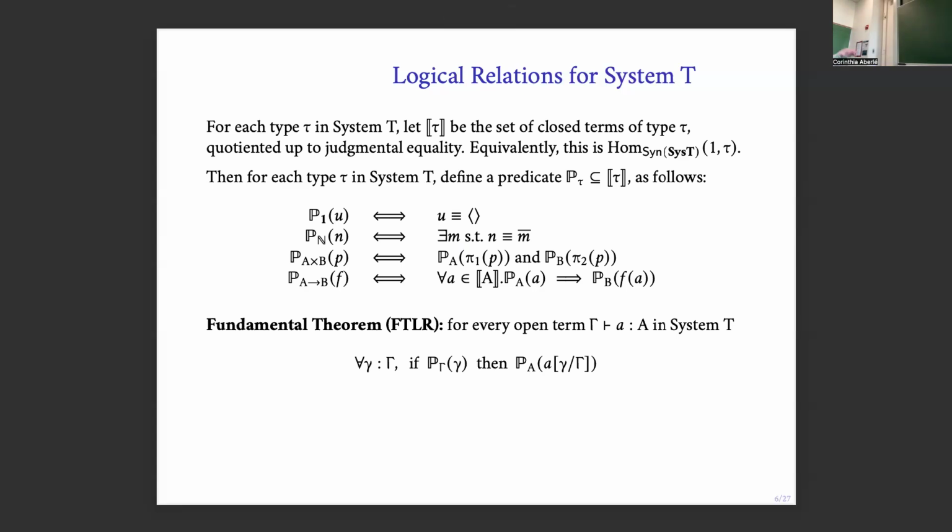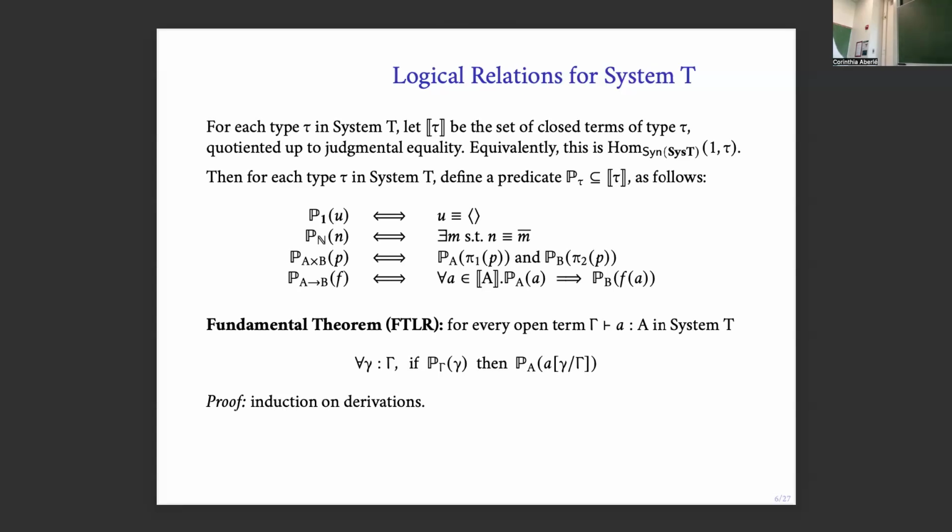This is going to be a recurring theme in all of these arguments. For every open term now, so remember these were closed terms, but now these are open terms, so those are terms that can depend on variables of another type, or you can just think of these as morphisms in the syntactic category. And so for every open term a of type A in system T, for all closed terms of type Γ, if little γ is in the predicate for Γ, then substituting γ for Γ in a is in the predicate for A.